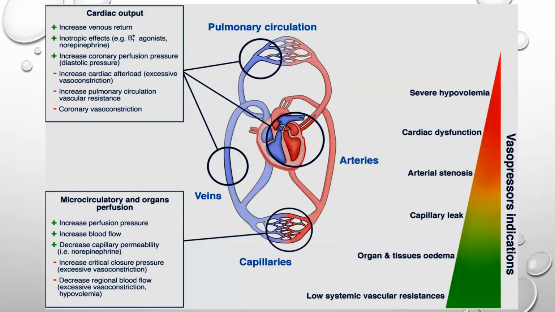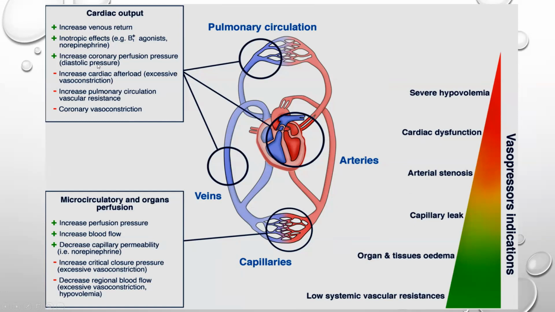And this diagram shows us the positive and the negative effect of vasopressors on the cardiac output and on the organs. So at the level of the cardiac output, as we explained earlier, the vasopressor can increase the venous return for the patient, and it can even mimic a fluid bolus. And with a positive inotropic effect, it will increase the contractility of the myocardium. And it can increase the coronary perfusion by increasing diastolic pressure.